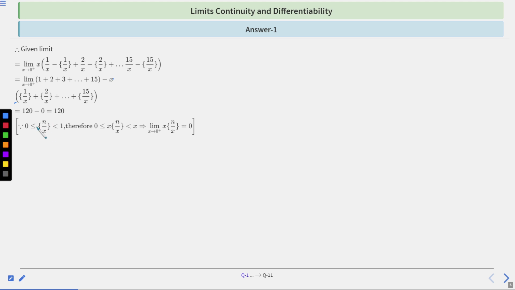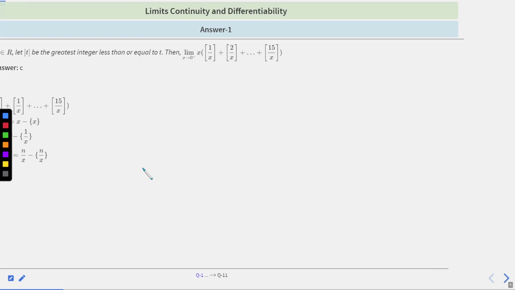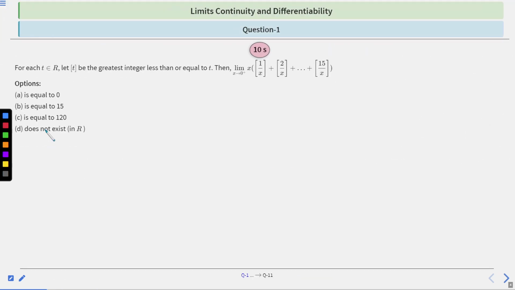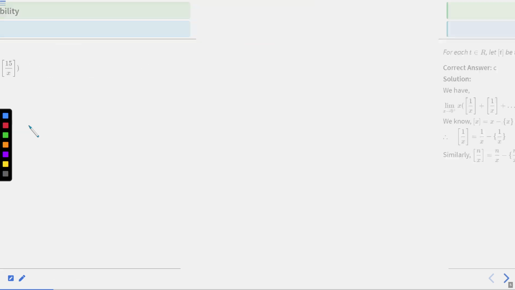Fractional part of n by x is from 0 to 1. Therefore, x into fractional part of n by x will be between 0 and x. Therefore, limit x tending to 0 plus of x into fractional part of n by x is basically 0. Clear? Okay, so the answer is equal to 120. Clear? Option C is the right choice. Okay, let's move to the next question.